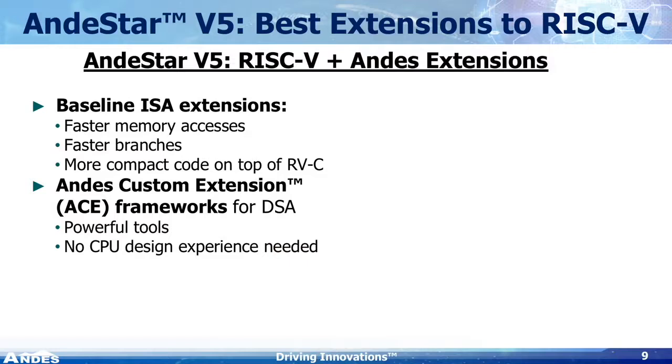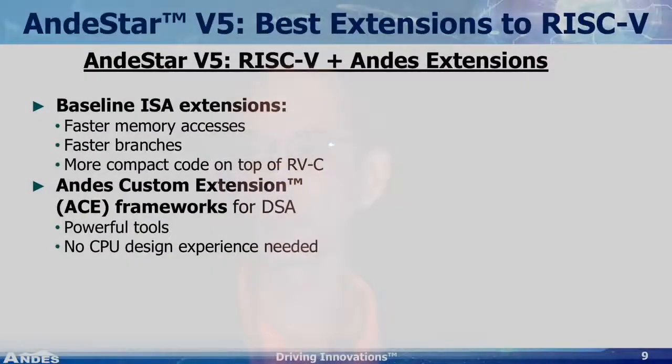And RISC-V's C extension produces very good code. But we have additional instructions and compiler technology to provide even more compact code size. So we're going to show you some data later. This baseline ICE extension is provided through our compiler, so you don't even need to be aware of that. But that's more for a general environment.